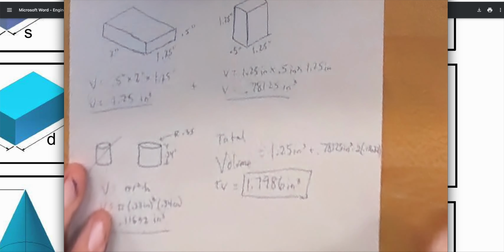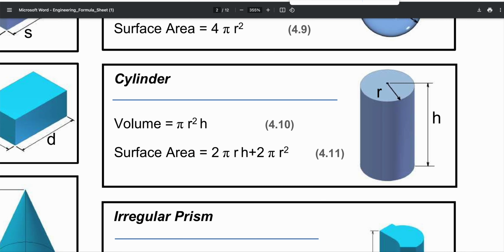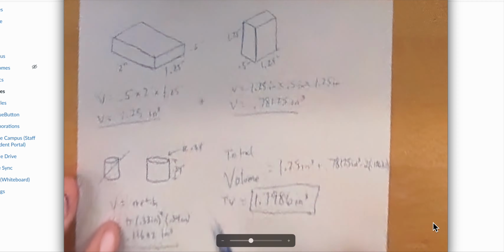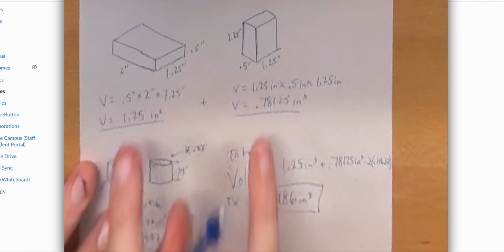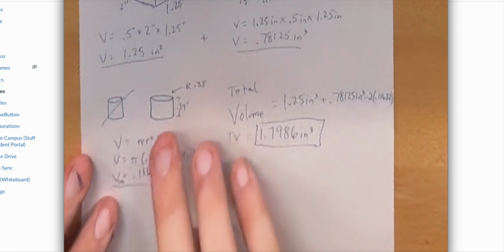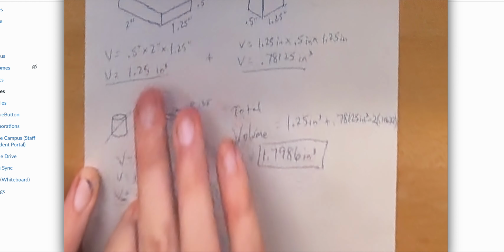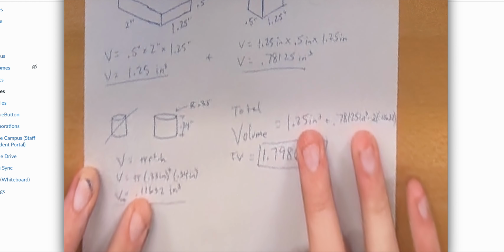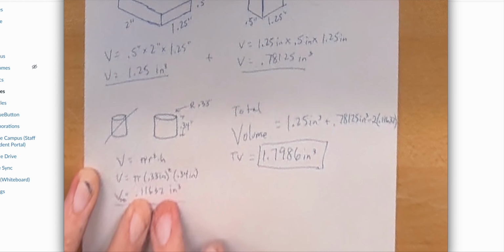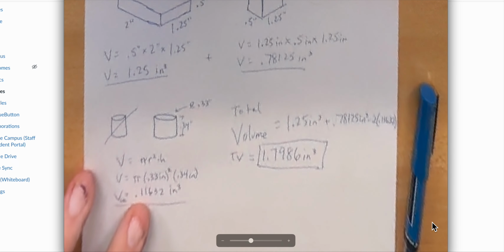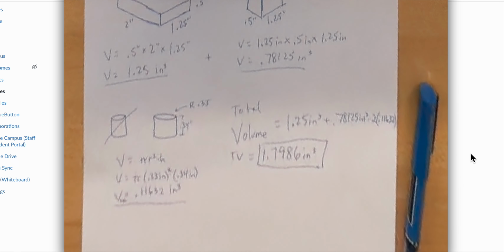So just as a recap, what we did is we took this initial part and broke it down into simpler parts where we have the bottom piece and the top piece. We found the volume of those 2. Since we had 2 cylindrical cutouts, we found the volume of one of those, and then after adding these 2 volumes together, we subtracted 2 times this value because there were 2 of those cylinders being cut out of the material, and that's how we end up with our final answer of 1.7986 cubic inches. Hope that was helpful.